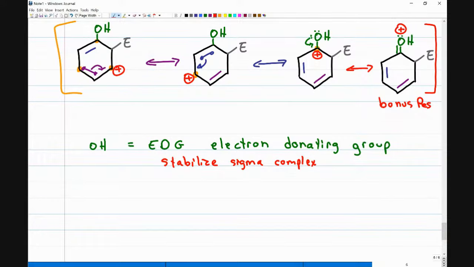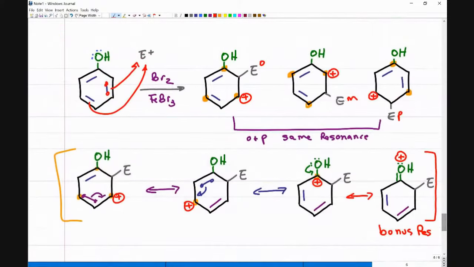And what do you know about the stability of an intermediate? The happier, the more stable, the faster it will form. Because if the intermediate is going to be unstable, it does not want to form. But if the intermediate forming is stable, it'll get there a lot faster. So looking at all three options again, if I can have a carbocation forming next to the oxygen, it is a lot more likely to form. It will form faster.